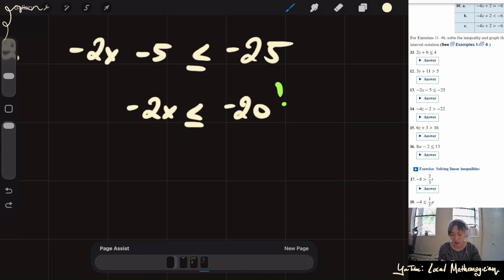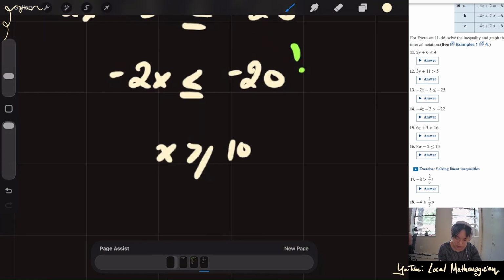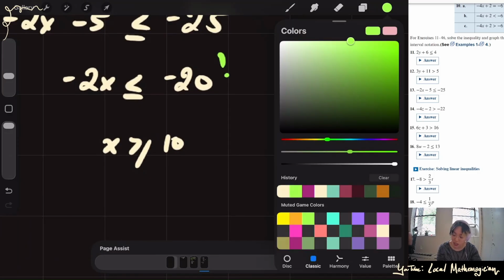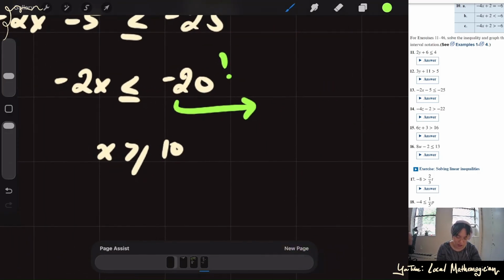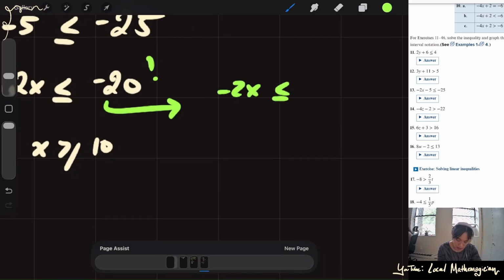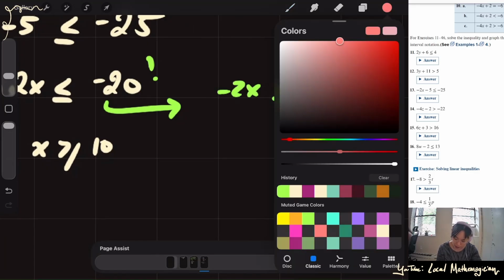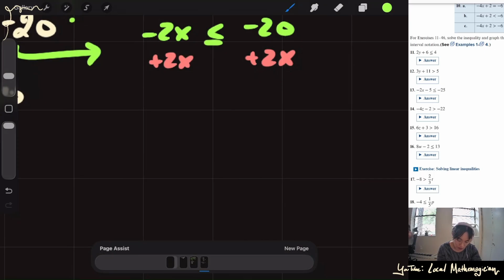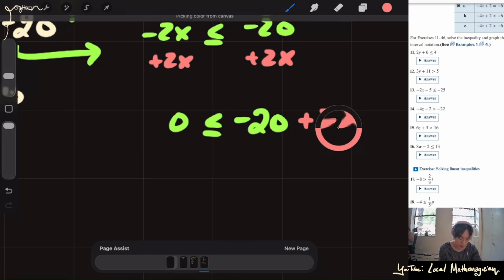Lots of different ways to think about this. x is greater than or equal to 10. And why is that? Well, the easiest way to think about this is instead of dividing by a negative, you add to both sides, right? So you can actually see this as negative 2x is less than or equal to negative 20. You add 2x to both sides, right? That gives you 0 is less than or equal to negative 20 plus 2x, right?